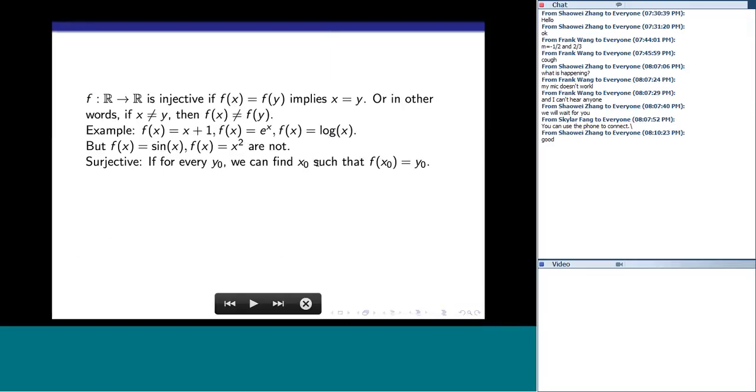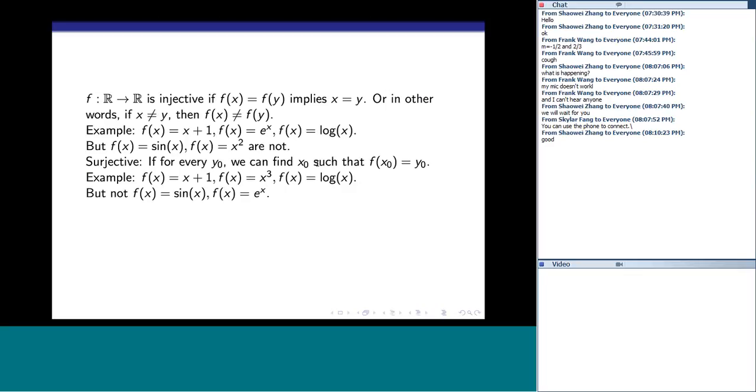So also called surjective. If for every y0, we can find x0 such that f(x0) equals y0. We're talking about real function to real function, then x plus 1 is surjective. f(x) equal to x cubed is surjective. f(x) is log x of. But sine x is the e to the x, e to the x.